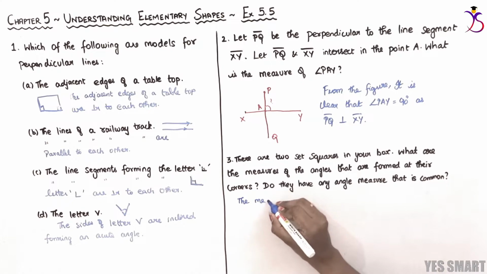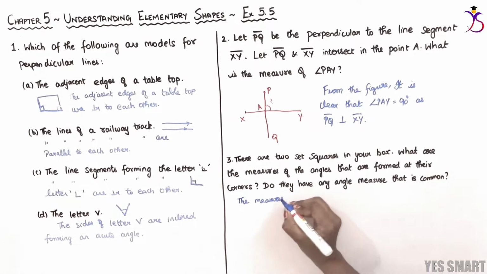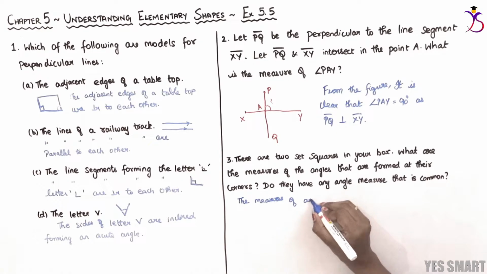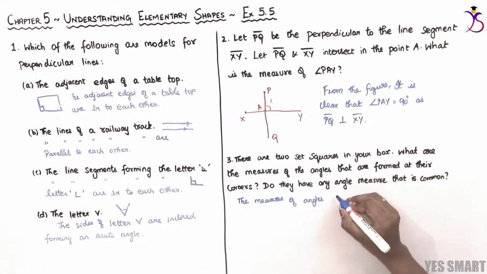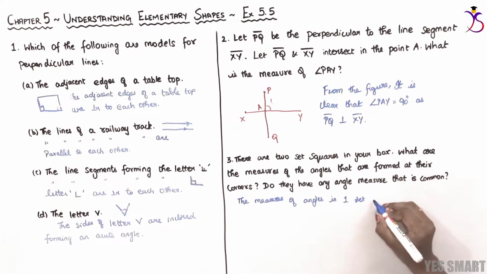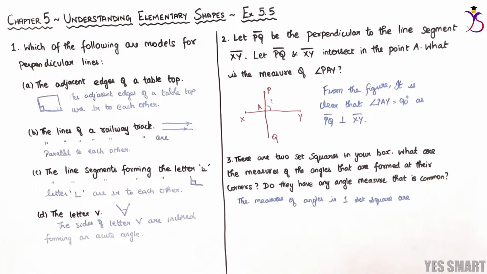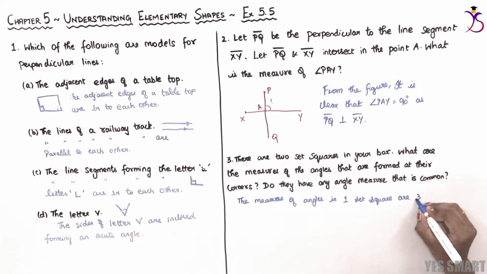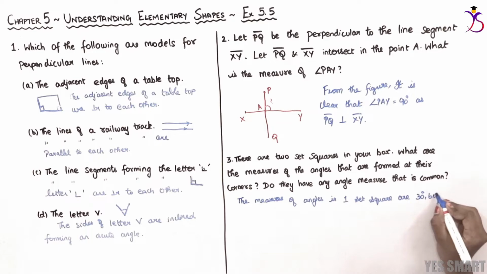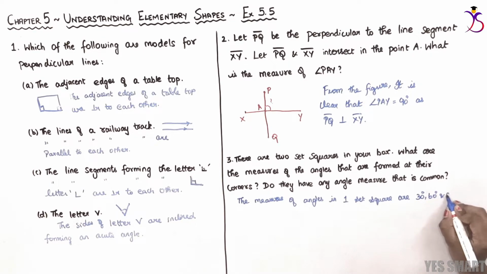So the measures of angles in one set square are, let's take the set square and see the measurement of it. 30 degrees, 60 degrees and 90 degrees. So in a single set square, these are the three different measures, that is 30, 60, 90.